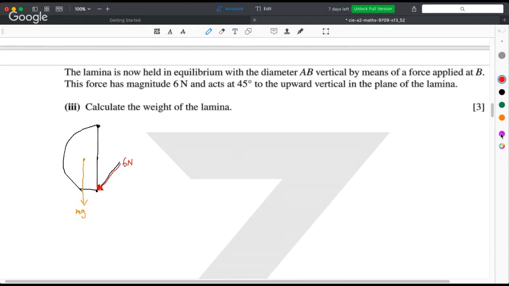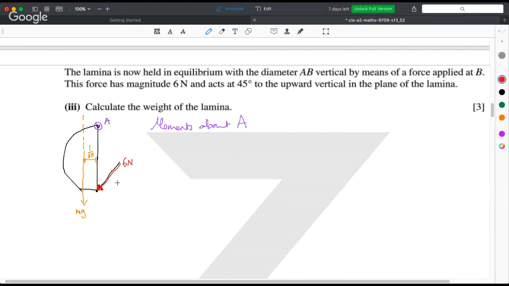So now we notice the thing is in equilibrium. So you notice specifically that there's no moment about A. So we're going to take moments about A. And remember that the moment is given by the magnitude of the force multiplied by the distance between the axis point, the point you're taking moments around, and the line of action of the force. So the line of action of mg is like this. And we know already that this distance is 1 on 3 pi.